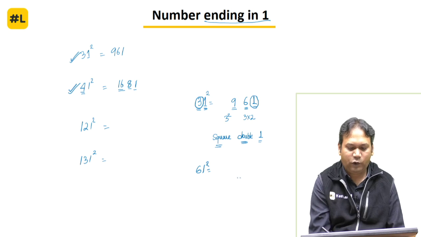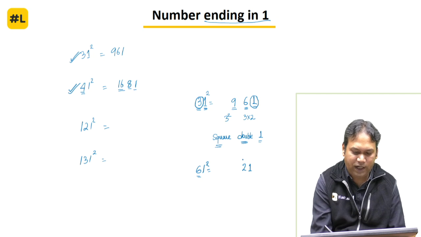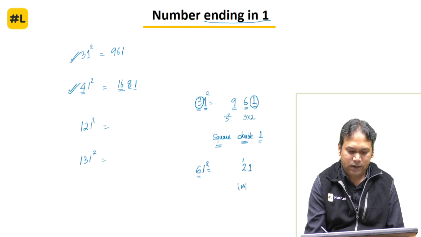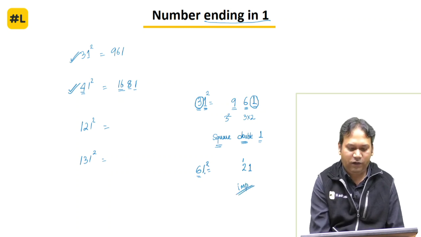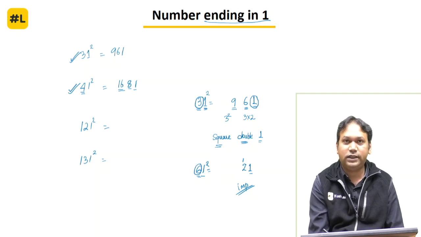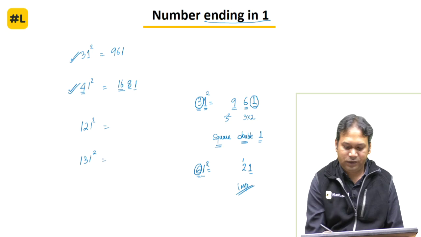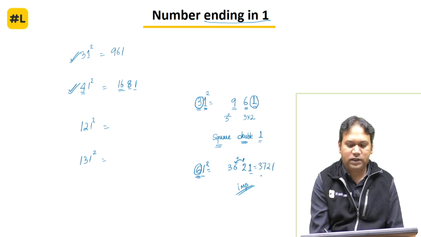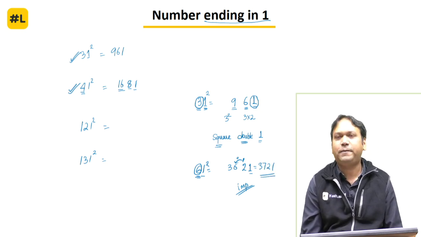61 square, what will come first? 1. What is double of 6? 12. Are we going to write 12? No, we will write 2 and carry 1. Very important here: how to take carry? First 1 comes here. Now this number 6, double of 6, 6 into 2, 12. 2, carry 1. What is square of 6? 36. But this 1 will go as a carry. So what will be the answer? 3721. This explains to you how to take a carry.